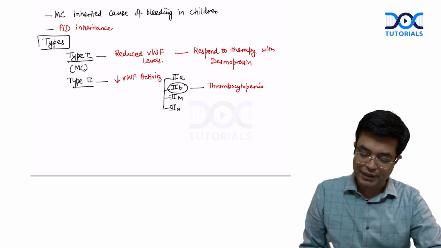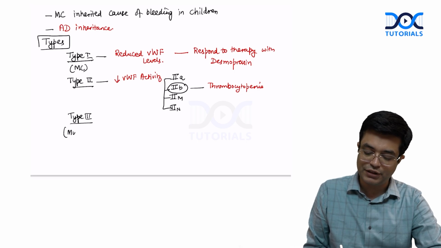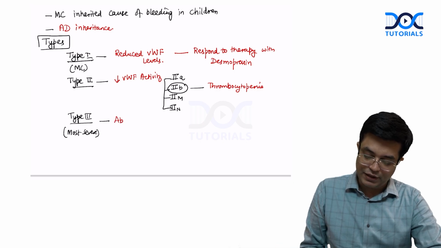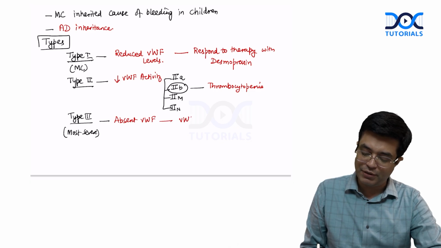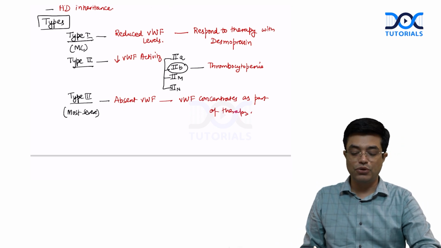And then we have type 3 von Willebrand disease, which is considered to be the most severe form. And these patients will have absent von Willebrand factor. Von Willebrand factor concentrates should be given as part of therapy. So these are the subtypes of von Willebrand disease that you should know.